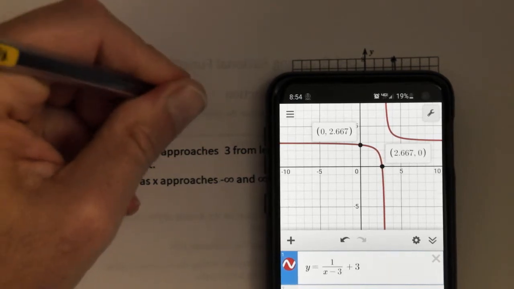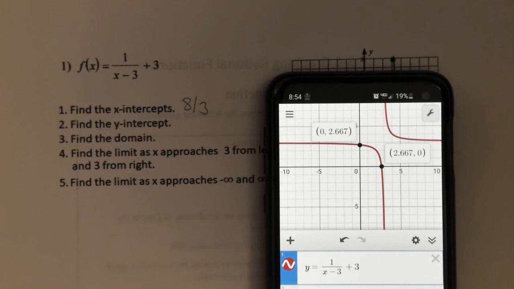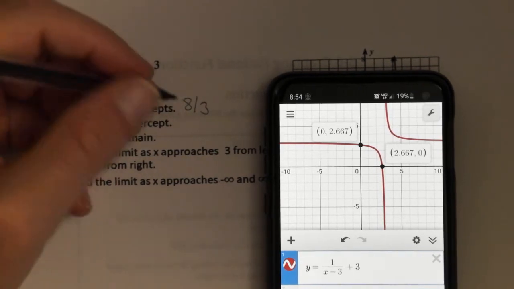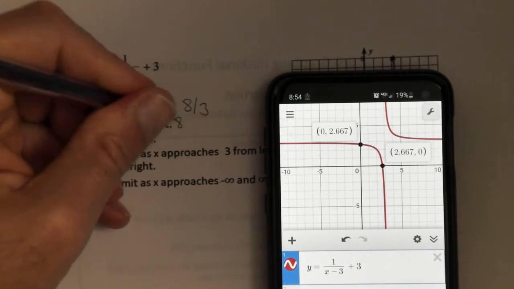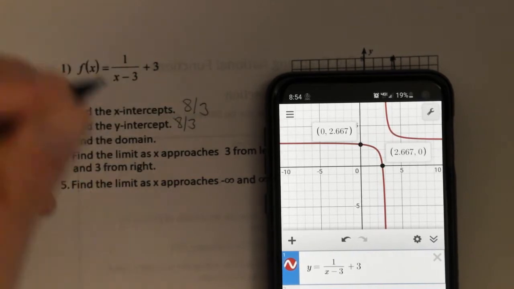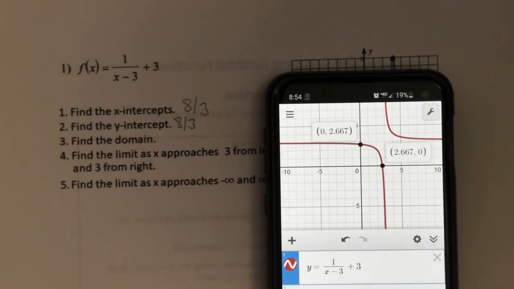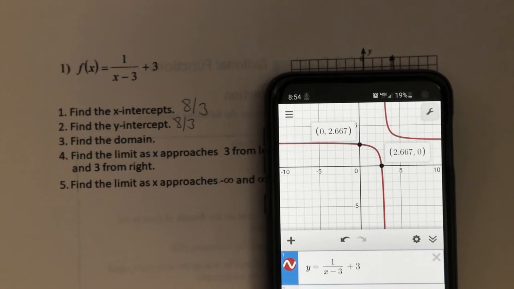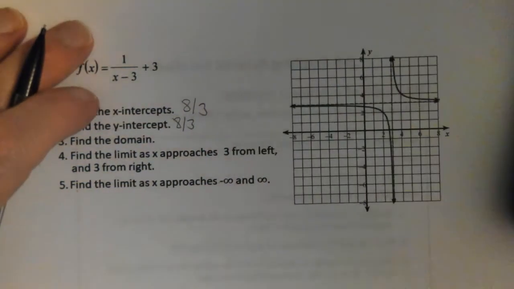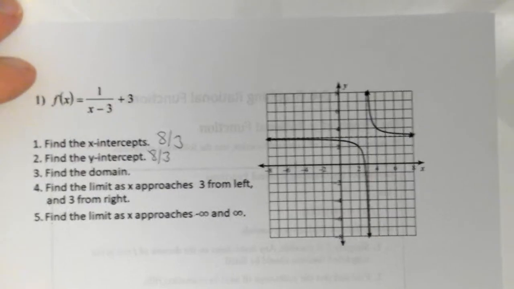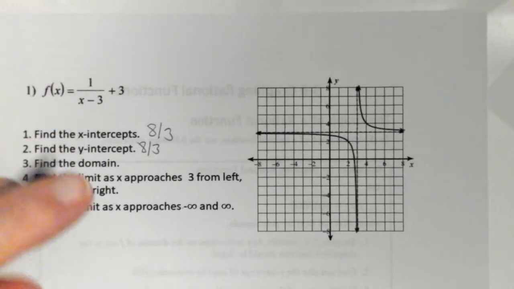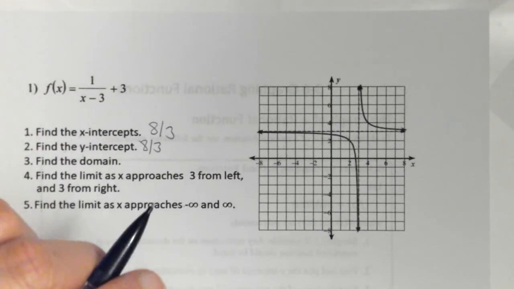as an answer choice. All right, so that's the way I'm going to write it in on my paper, 8 over 3. The y-intercept, same thing. It's also 8 over 3 because that's more exact than a repeating decimal. All right, so the next thing that we need to do is find the domain. By looking at the graph, the domain would be the x values that are involved here.